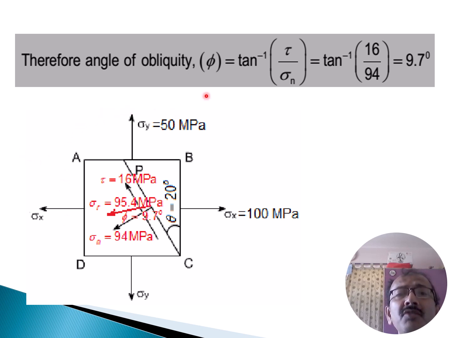Therefore, the angle of obliquity is very simple, that is tan inverse tau by sigma n. We put the values and get the angle of obliquity phi. Now ABCD is the element, so we put in all the values: sigma x and sigma y, sigma n, the resultant sigma r, tau, and the aspect angle 20 degrees. And this is phi, that is 9.7 degrees. So all the values are shown in this element ABCD.